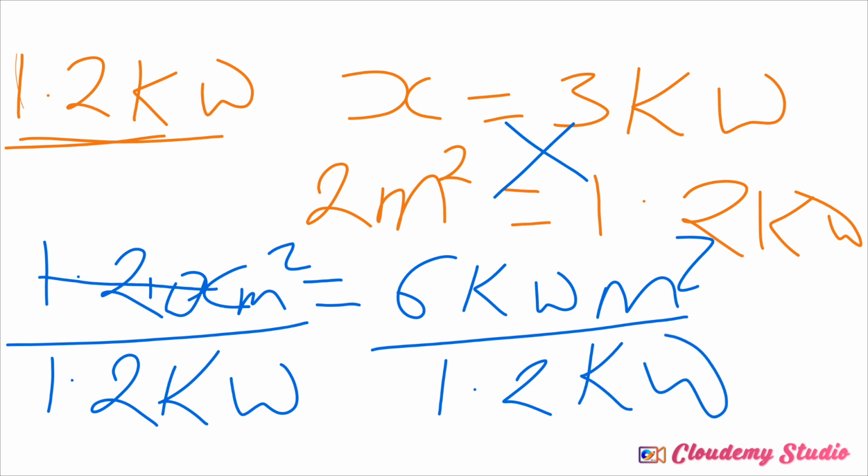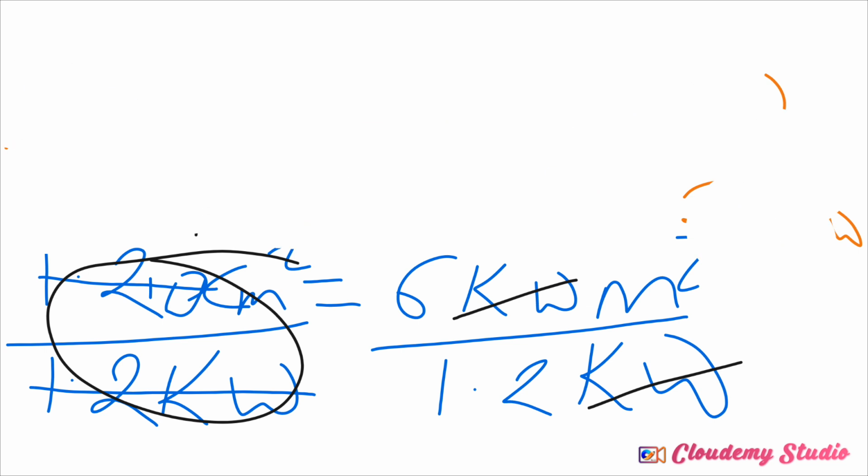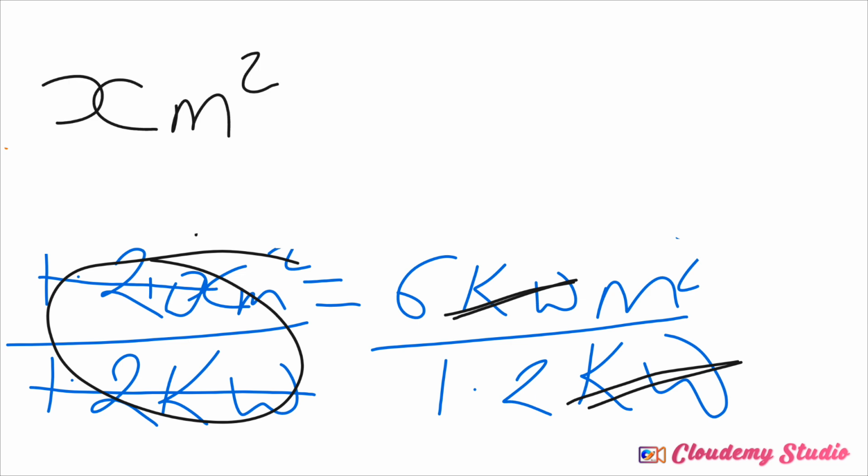This 1.2 and the kilowatt will go. Meaning here we are just remaining with X square meter. Then if we divide 1.2, the kilowatt and the kilowatt will go. We are remaining with X, which is in meter squared, is equal to. This side we have cancelled the kilowatt, we are just remaining with the meter squared.